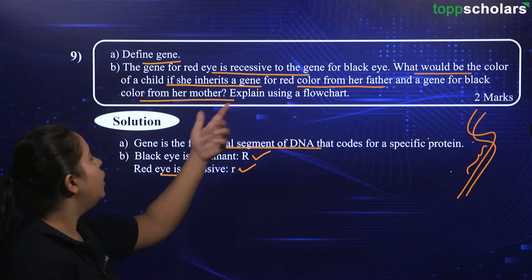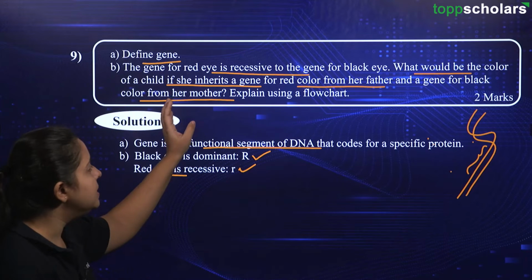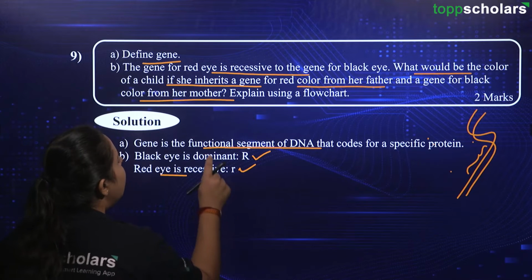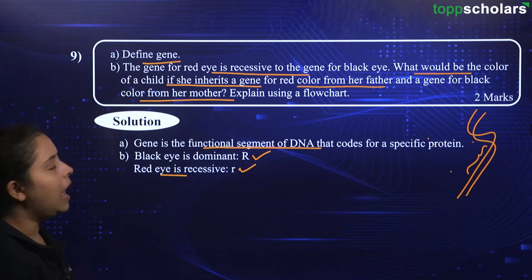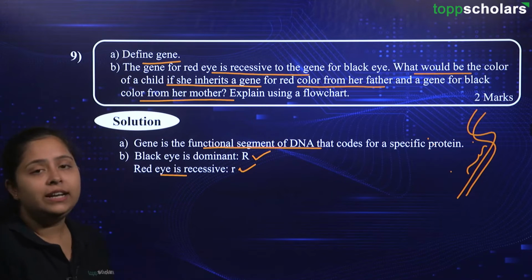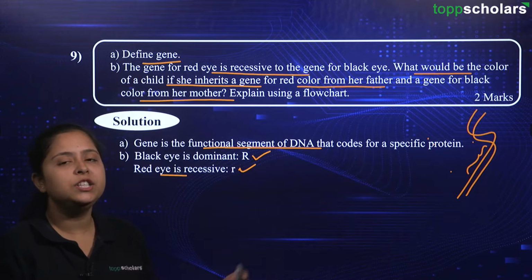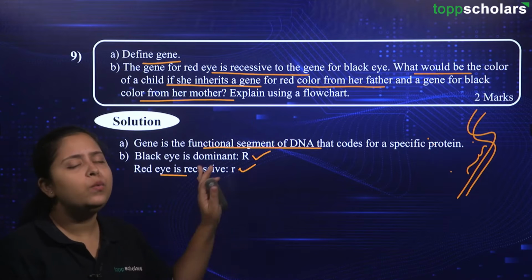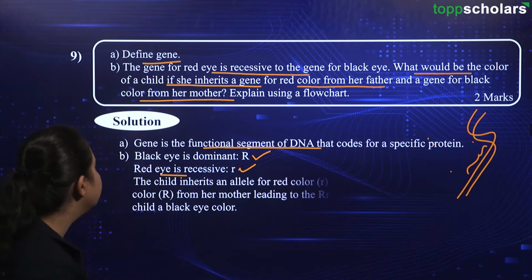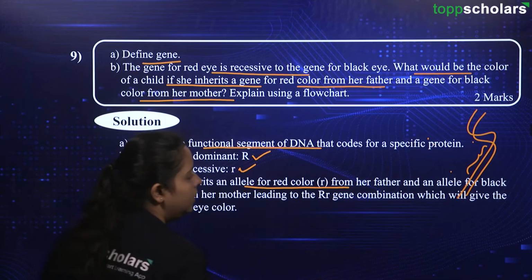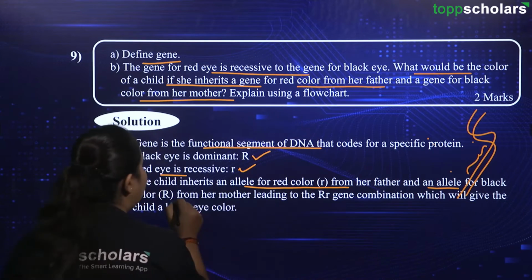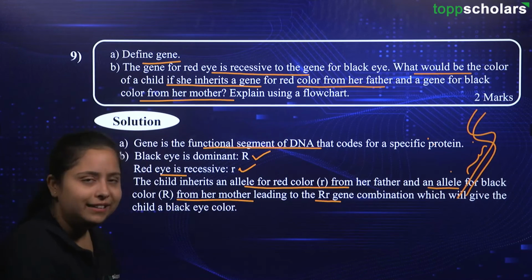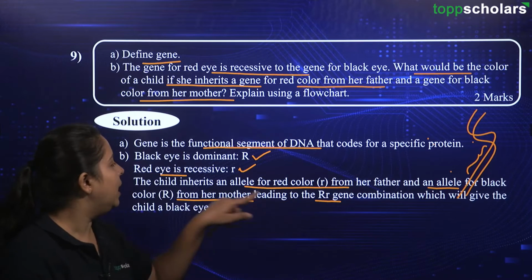So we are being asked what would be the color of the child if she inherits a gene for red color from her father. That means father is giving the red color eye gene and mother is giving the black color eye gene. Okay, so the correct answer friends, if you can extrapolate this thing into the question that we have just solved for violet color flower and white color flowers, you can easily answer which eye color will the child be having, okay. The child inherits an allele for red color from her father and an allele for black color from her mother, leading to the combination of capital R, small r. Herein, capital R is dominant, small r is recessive.